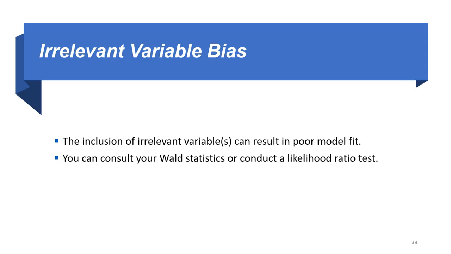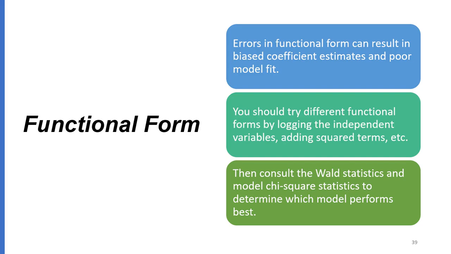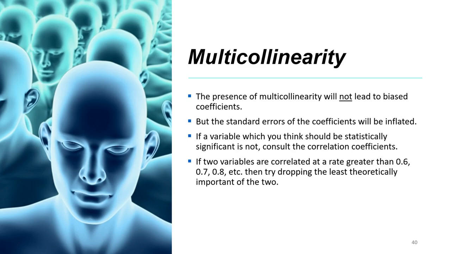Remember, if you have variables that are irrelevant, it can result in your model having poor fit. You can evaluate your irrelevant variables by using the Wald statistic or the likelihood ratio test. If your regression equation is not using the correct functions, such as log form, squared form, or so on, you can end up with biased coefficients as well, and also end up with poor fit. Unlike with multiple linear regression, the presence of multicollinearity will not lead to biased coefficients. However, your standard error values will become inflated.